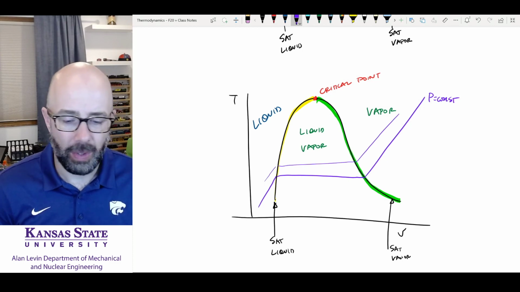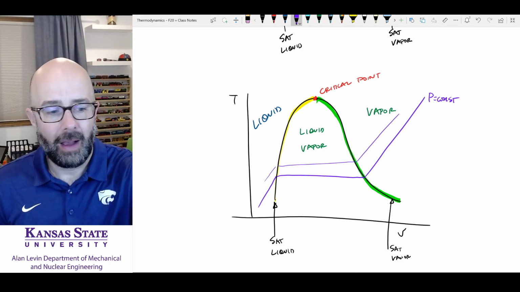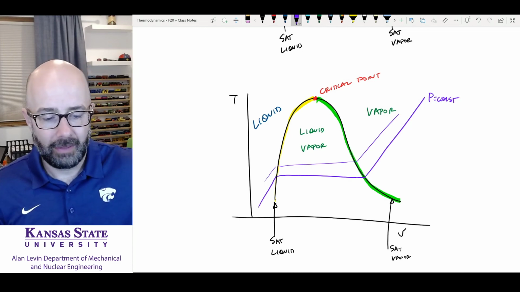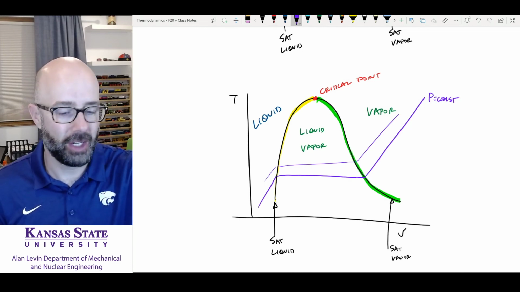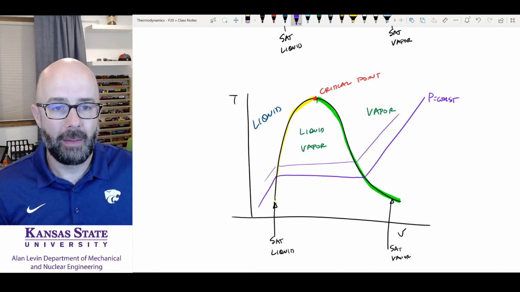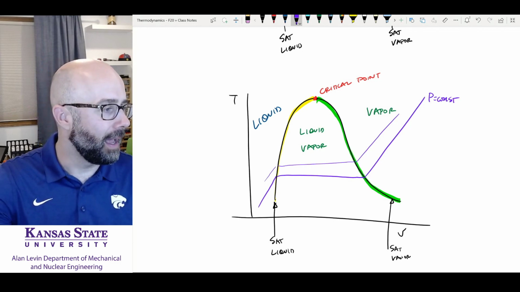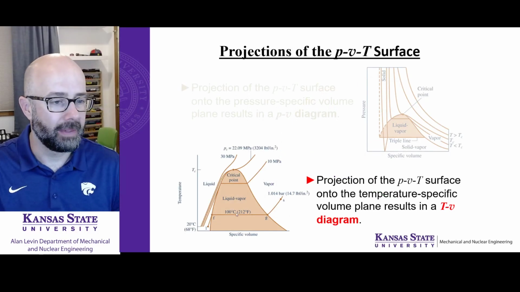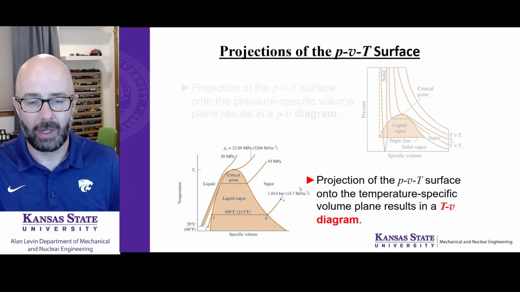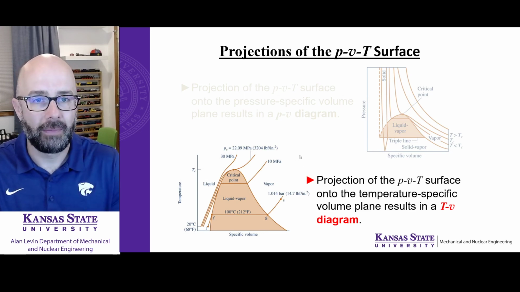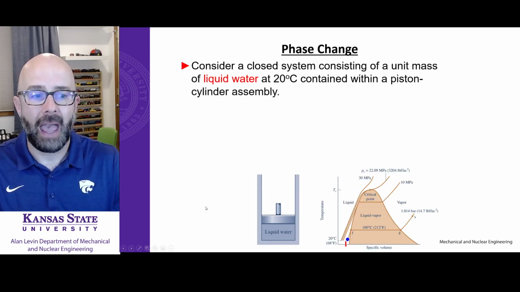Now, I want to show you, we're going to use these diagrams so much this semester, but I want to show you through a PowerPoint here how they can be nicely used. Okay, when we're going to be describing a phase change, and I'll do that here after the break.